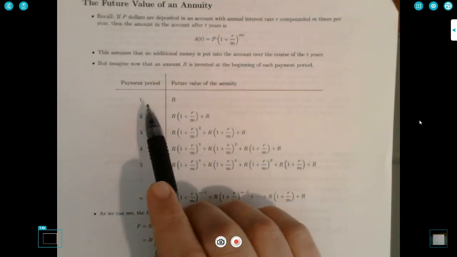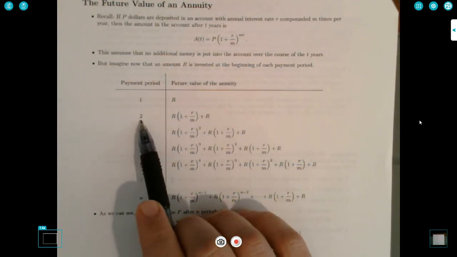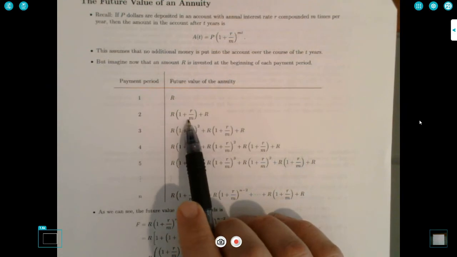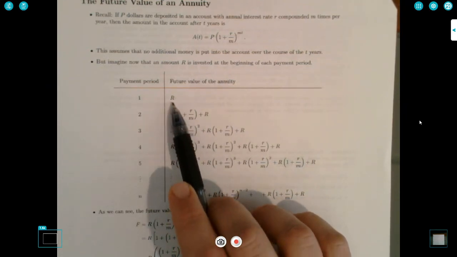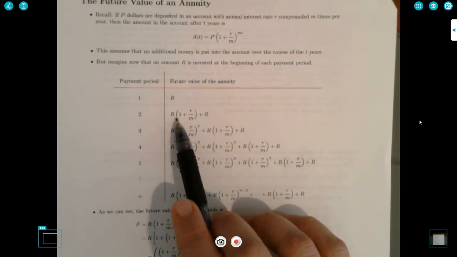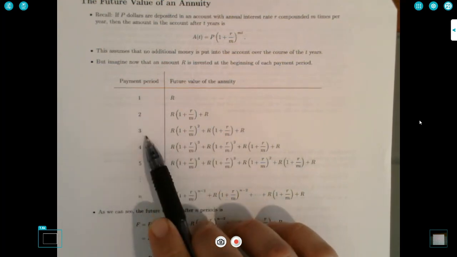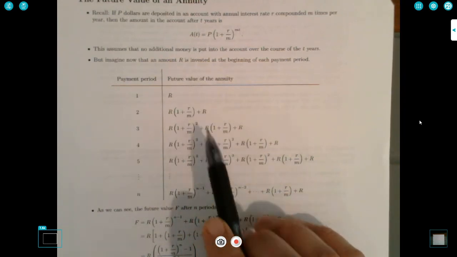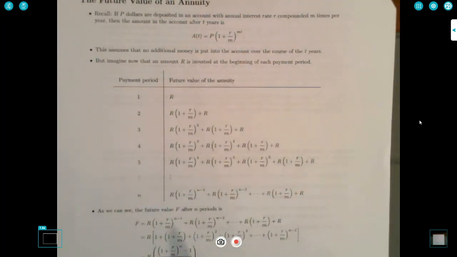In the first payment period, the amount of money in the account is R. At the end of the second payment period, it's going to be R times (1 plus r over m), because that's the amount of the original plus the interest earned on the original. But then you also make an additional payment of R dollars. At the end of the third payment period, this will accrue more interest, this will accrue interest, and then you're going to make another payment of R dollars. So I think you can kind of see the pattern here.